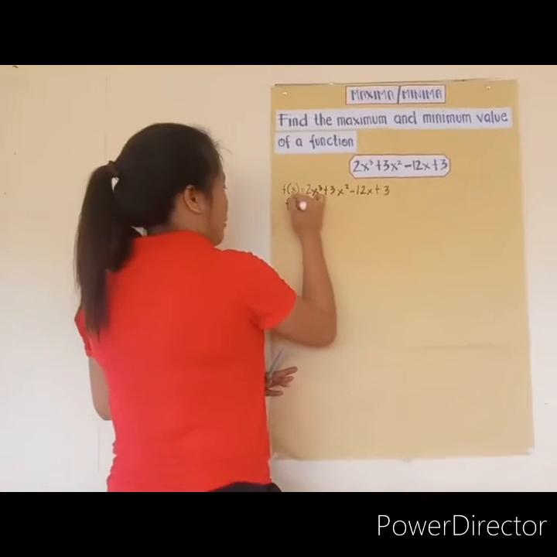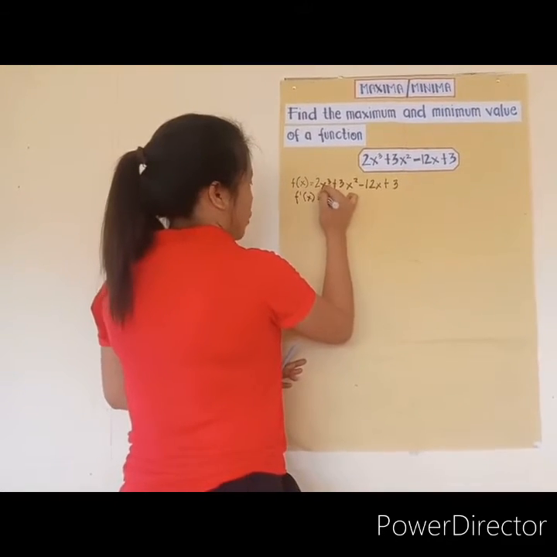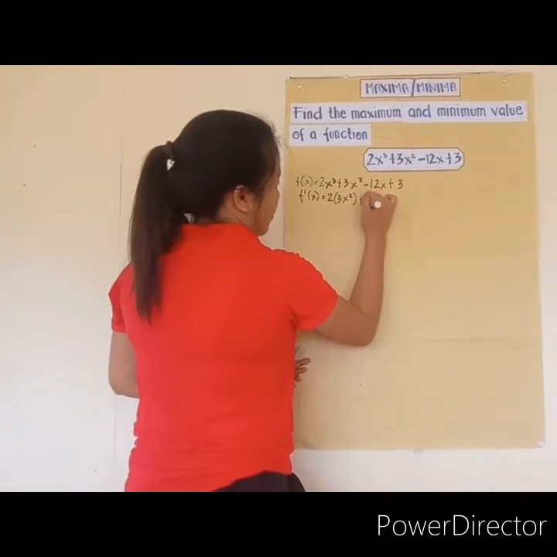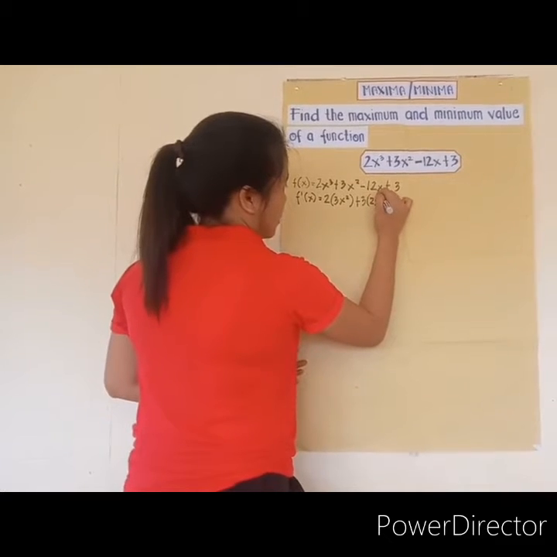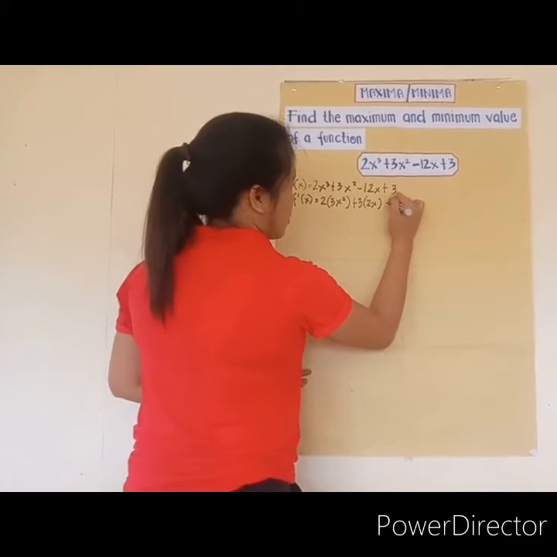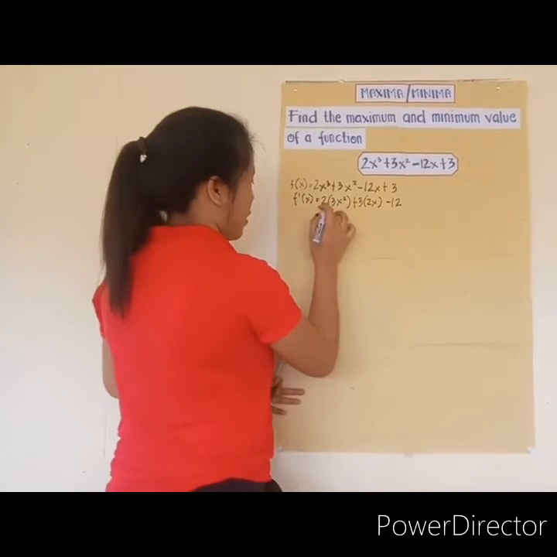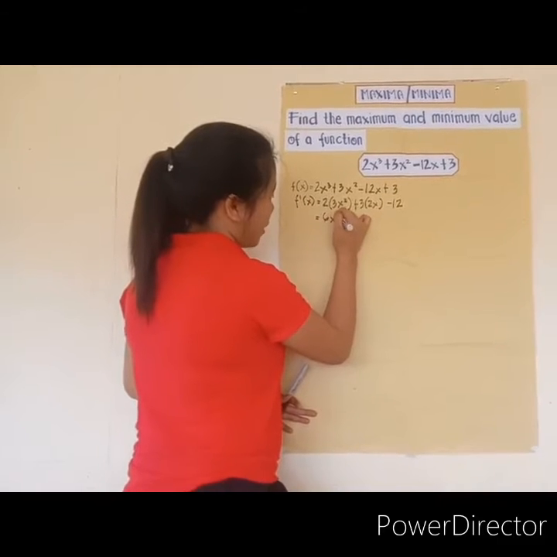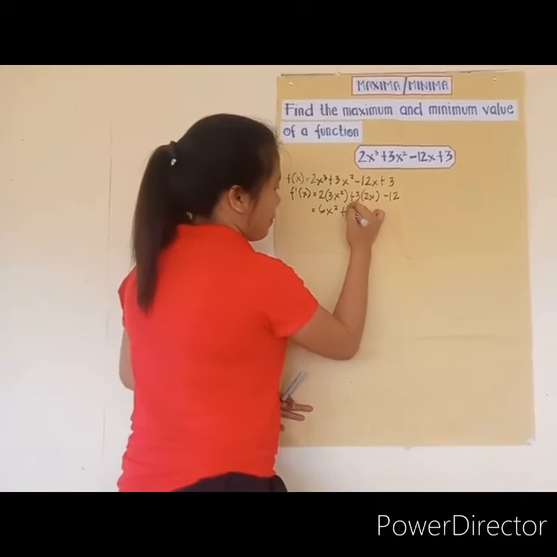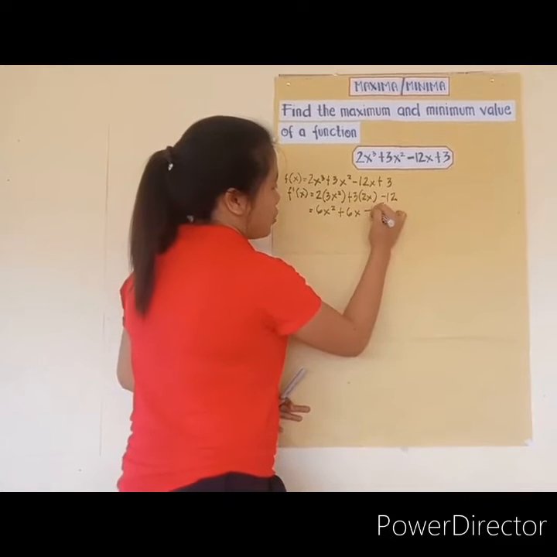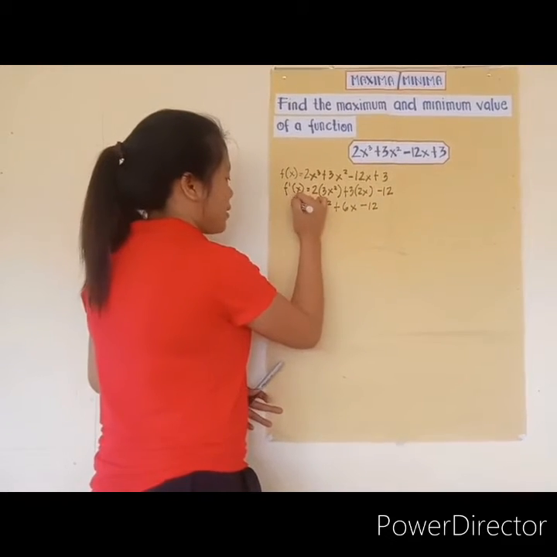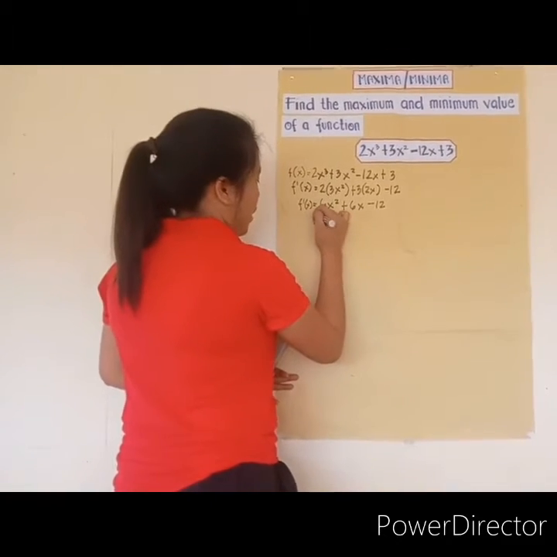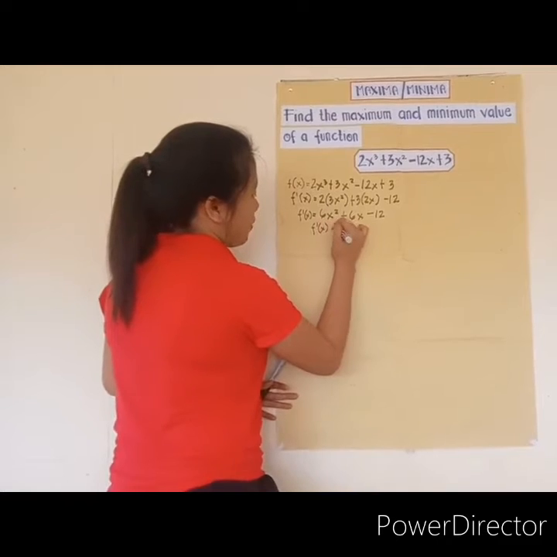So the derivative of this function will become 2 times 3x squared plus 3 times 2x minus 12. Then let's simplify. It will become 6x squared plus 6x minus 12. And this is our first derivative. And after that, let's equate this derivative to 0. So the derivative of f of x is equal to 0.